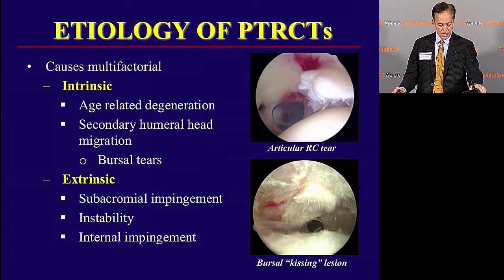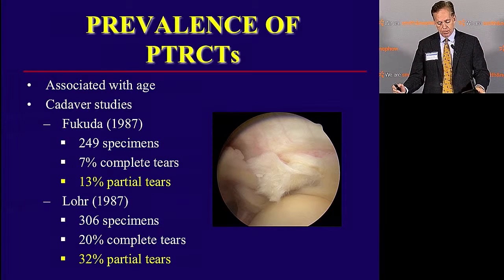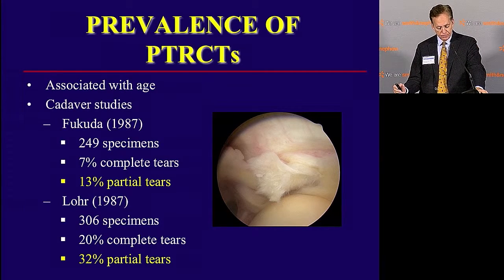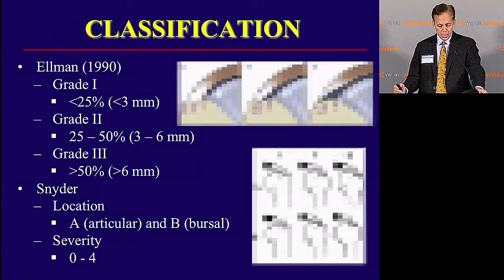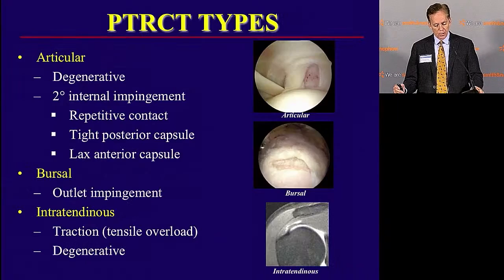So the causes of partial tears are either intrinsic or extrinsic. In etiology, they're associated with age. In cadaveric studies, both large studies from years ago, they found that partial tears are indeed common. Ellman in 1990 originally graded these tears as less than 25% detachment being a grade 1, 25 to 50% grade 2, and a grade 3 greater than 50%. Snyder subsequently further defined these partial tears as articular or bursal and a severity score as well. So we've got two types of tears: an articular partial thickness tear and a bursal partial thickness tear.